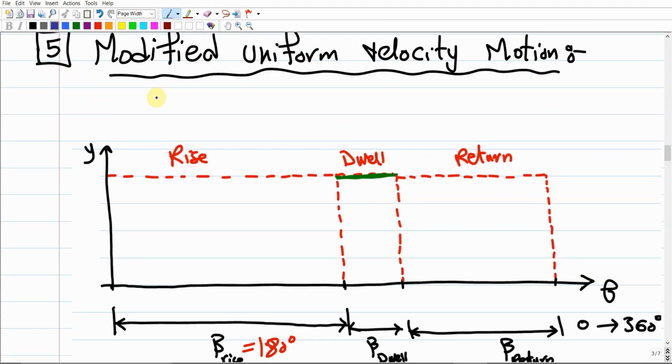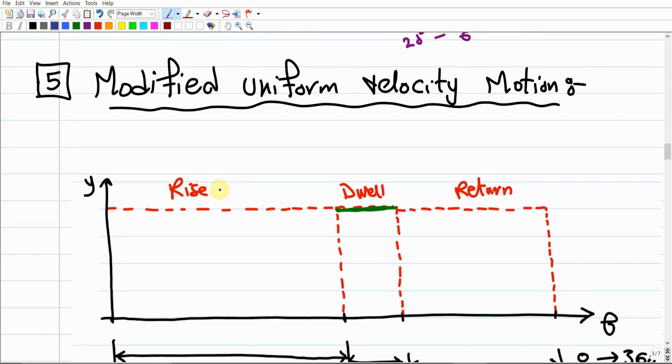All right, so now let us move to the last motion type of the follower, which is the modified uniform velocity motion. This is the updated one. This is just to get rid of the challenge that we face with the uniform velocity motion. As we discussed in the previous video, in the uniform velocity motion, we end up with acceleration that tends to infinity at the transition from the rise to the dwell or from the dwell to the return periods of the follower motion. Having this infinite acceleration, we said that it would damage the cam mechanism. So that's why we have to avoid this acceleration.